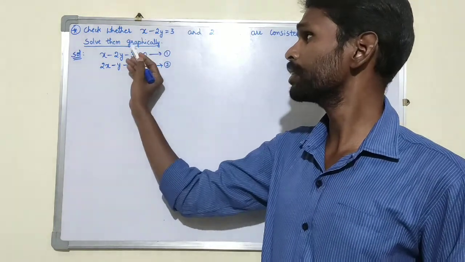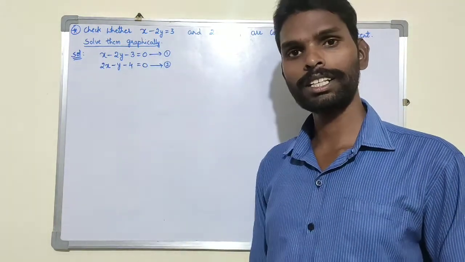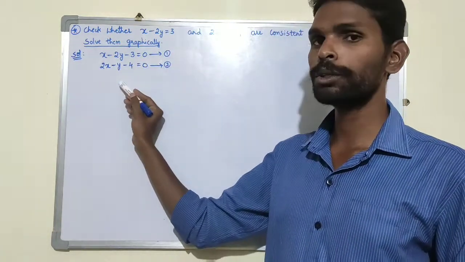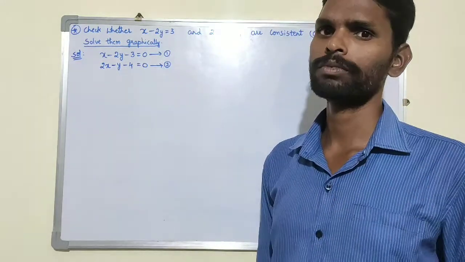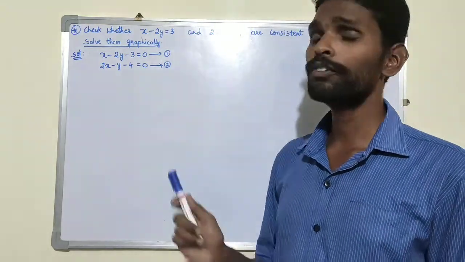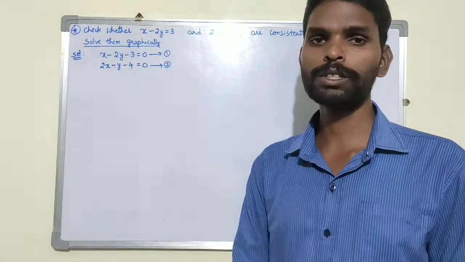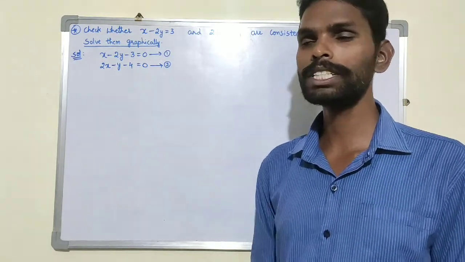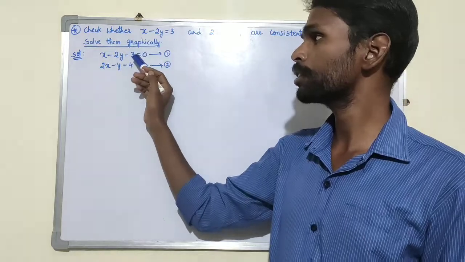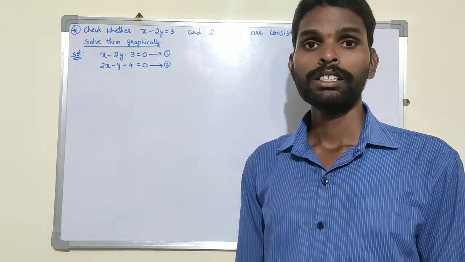So you will get the equation 1 line like that. Similarly, consider equation 2 and put x equal to 0. Not only x equal to 0, you can take any value. Generally, if you take x equal to 0 and y equal to 0, the solution will be easy. For that purpose, I am taking x equal to 0 and y equal to 0.